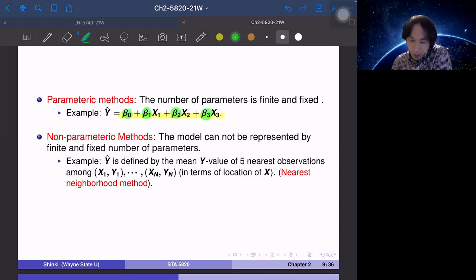And the non-parametric method does not depend on a finite number of parameters. For example, y hat is defined by the mean y value of the 5 nearest observations among x1, y1 to xn, yn. Then this is non-parametric. So it does not depend on a specific number of parameters, right? So this is somewhat useful.